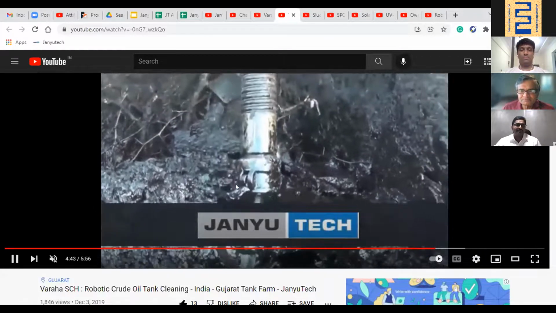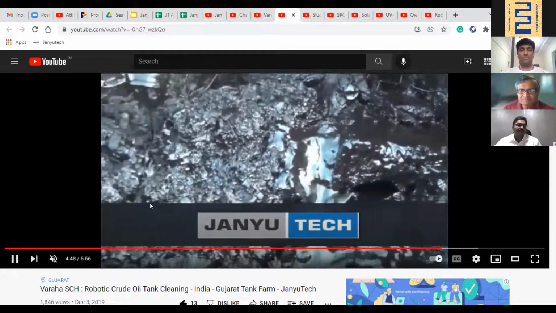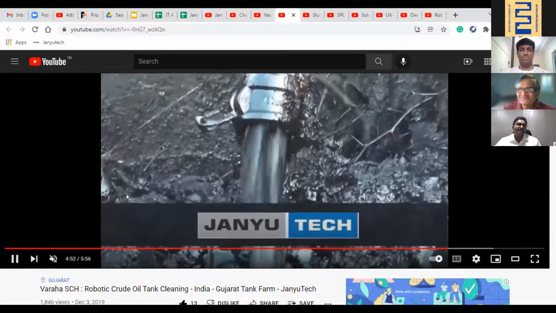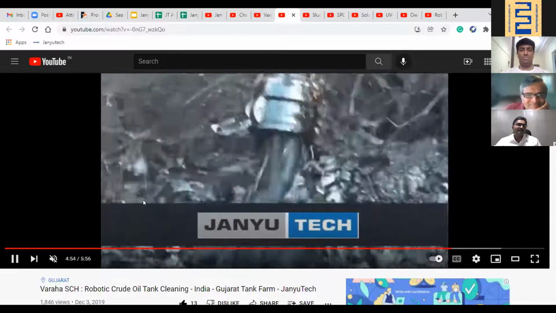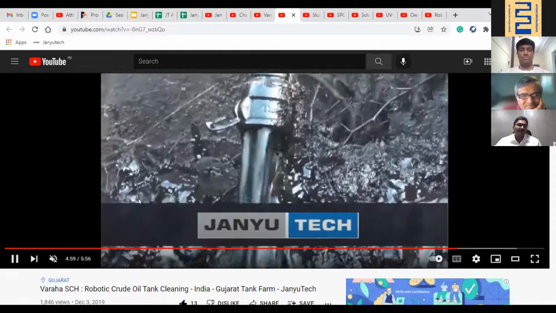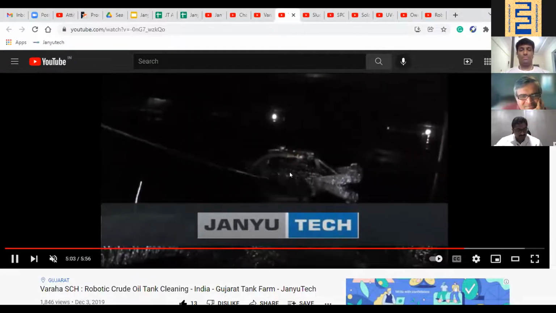This is the kind of sludge, or the muck, that comes out. I hope that is visible to you. Previously, and in places where we don't use this machine, people go into these crude oil tanks and literally shovel this out, or take the suction pipe and go to different locations and shovel it out.